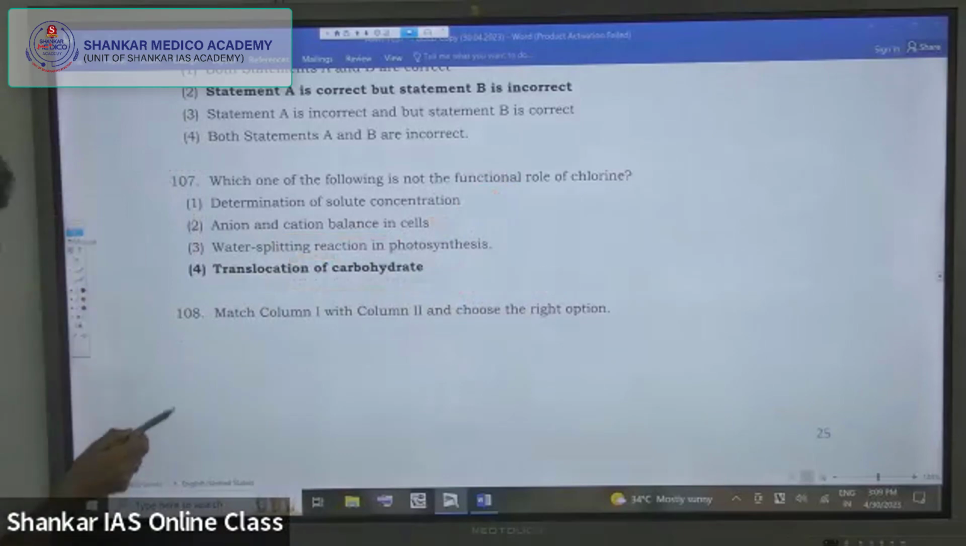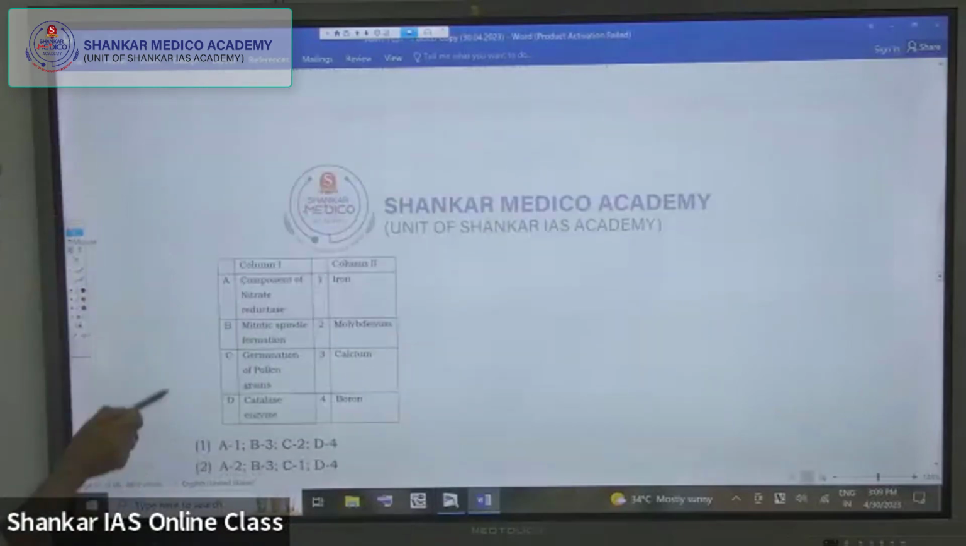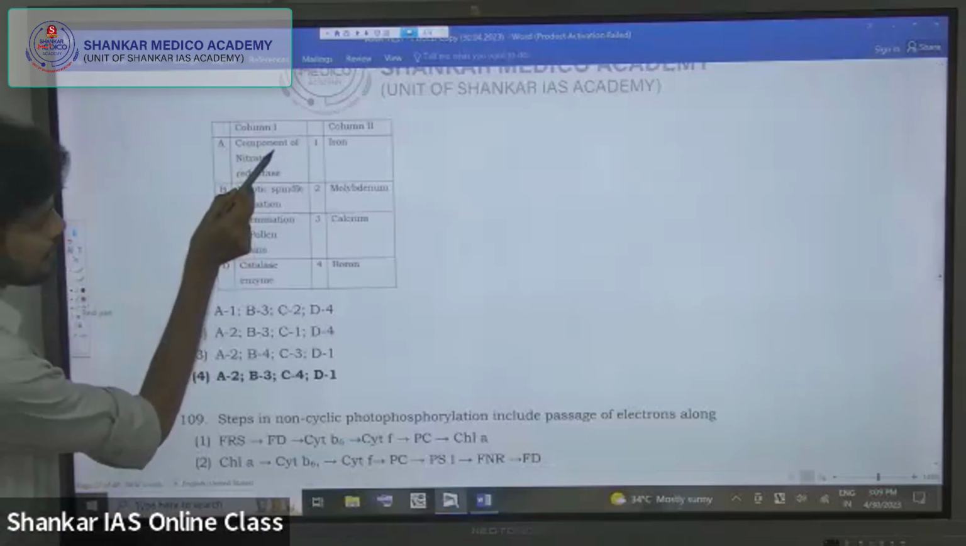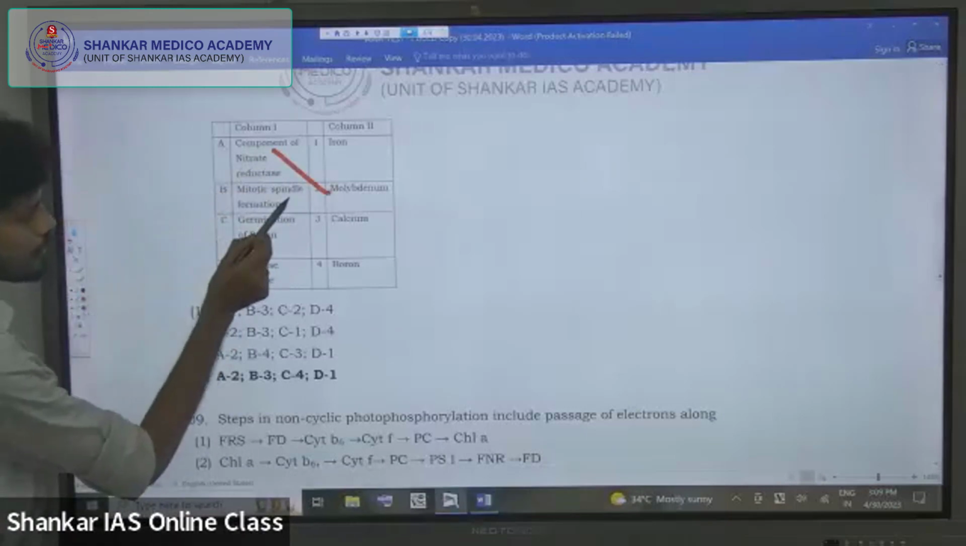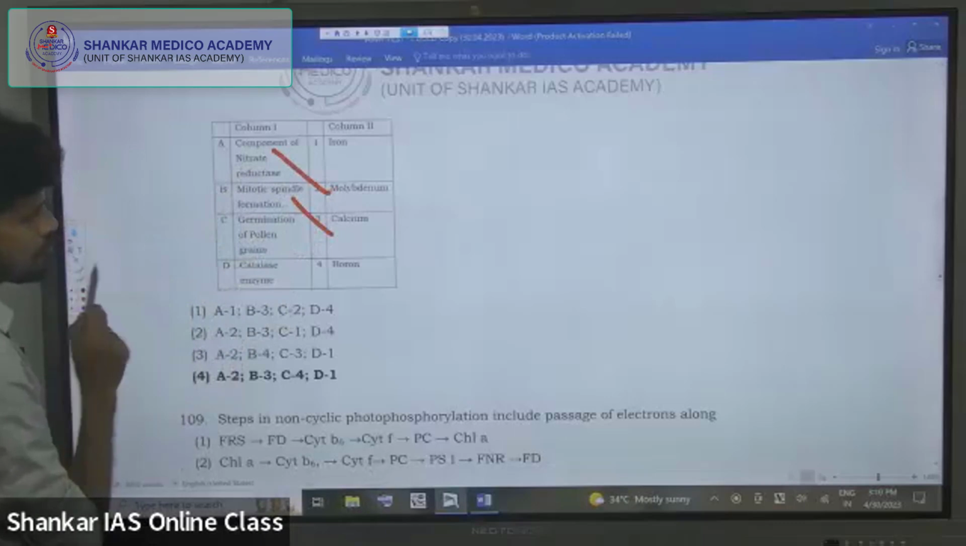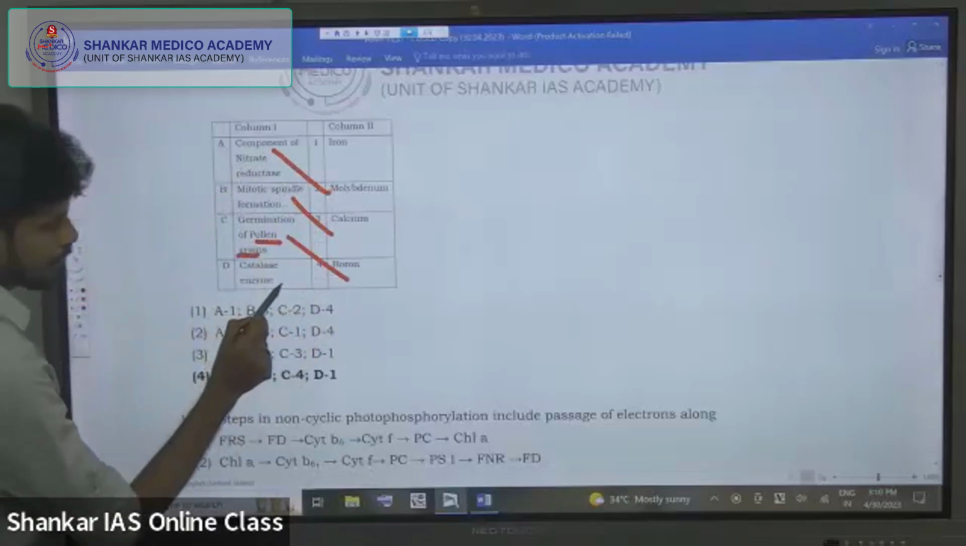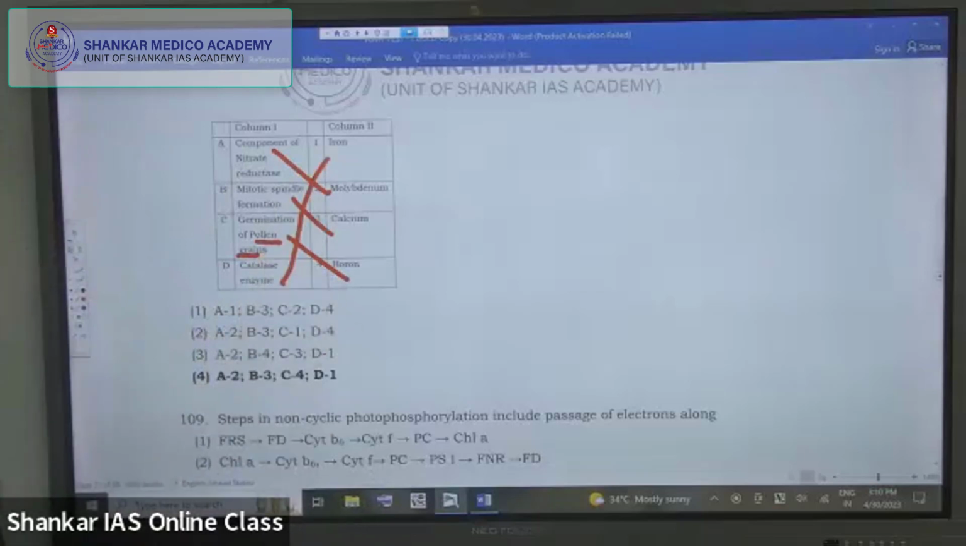Then you can see match column 1 and column 2. In column 1 I have given the list of functions, and in column 2 the corresponding nutrients. A component of nitrate reductase is molybdenum, mitotic spindle formation is calcium, pollen grain germination is boron, and activation of catalase enzyme is iron. So for this: A2, B3, C4, D1.